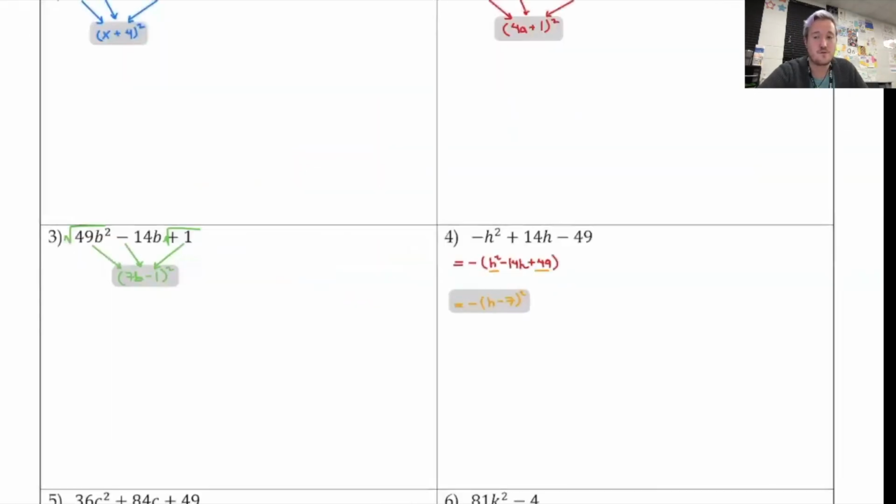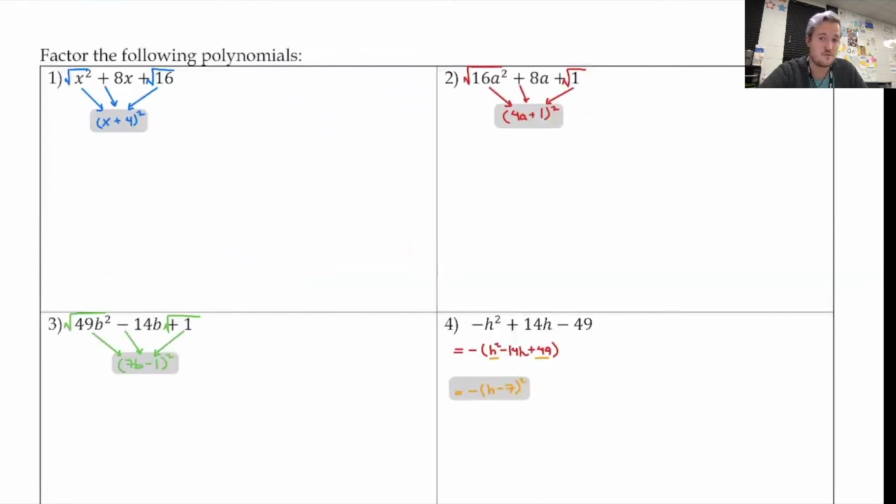All right. So you may have to factor out the greatest common factor before you can actually do the trick. Just FYI.